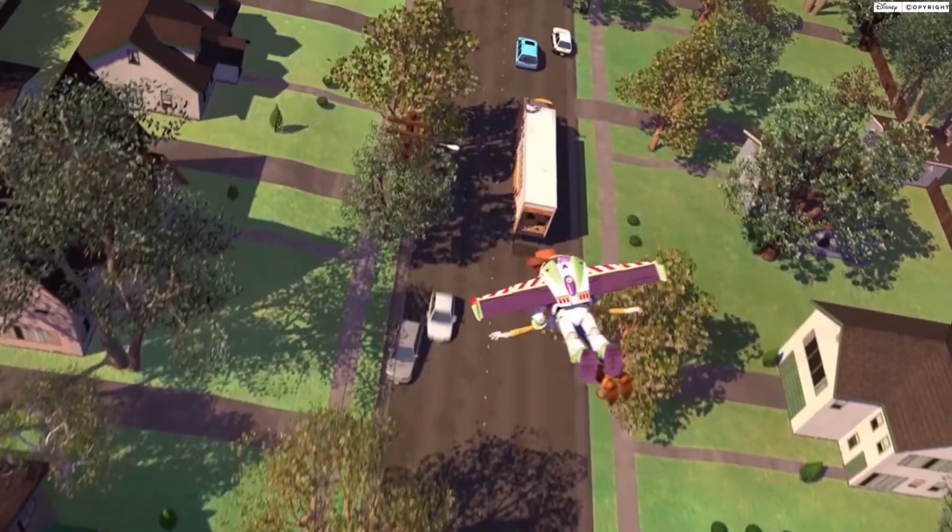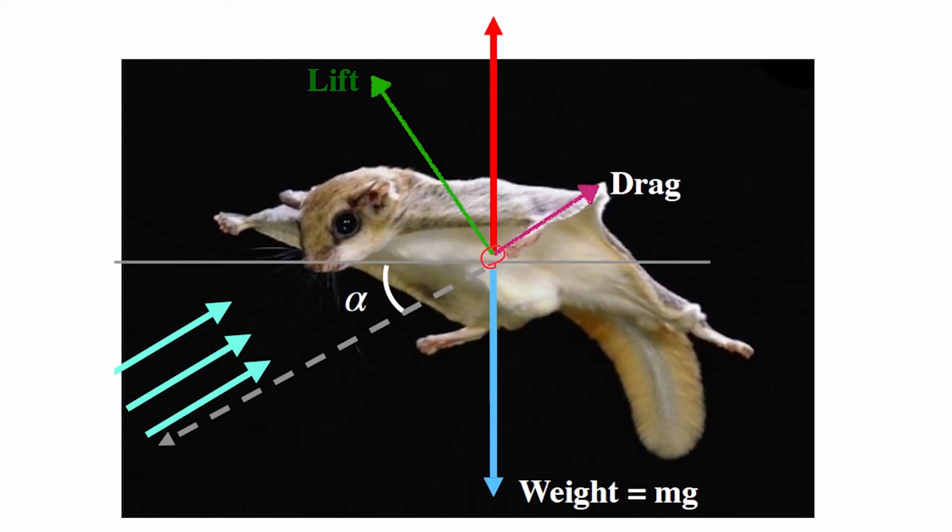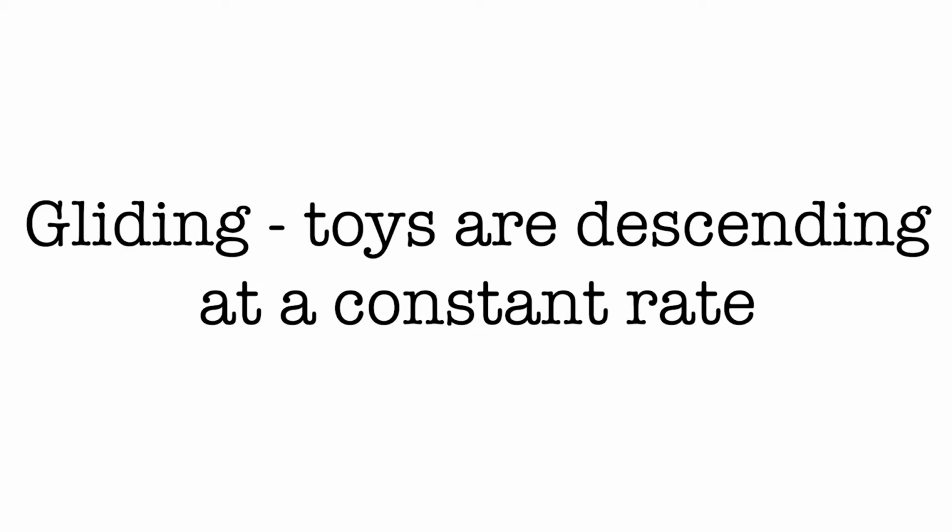We want to start off by analyzing the glide itself. To do that, we will model Buzz and Woody's glide after the flying squirrel problem we've done in class. We will consider gliding to mean that the toys are descending at a constant rate. That is, they have zero acceleration in the y direction.